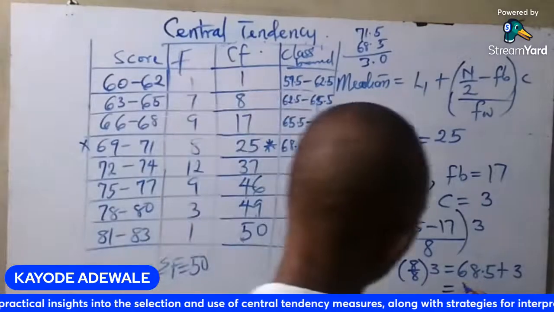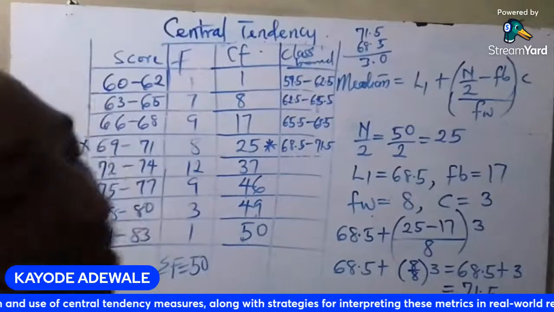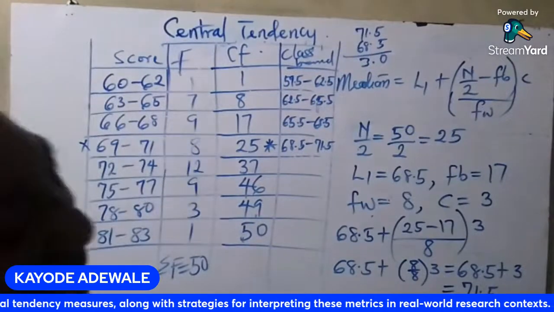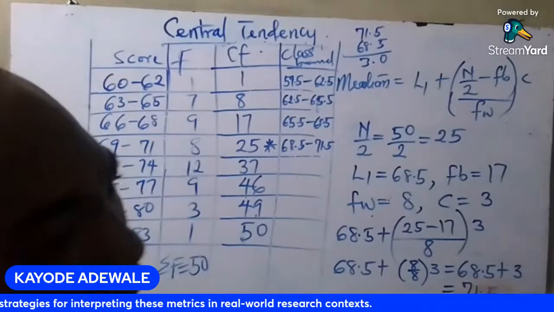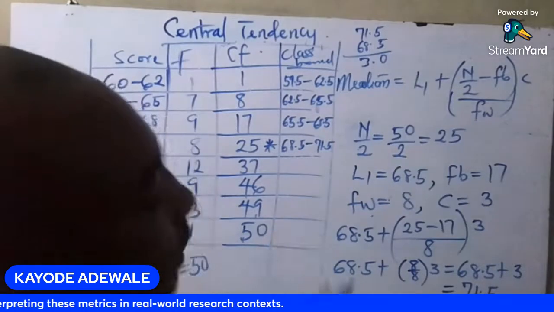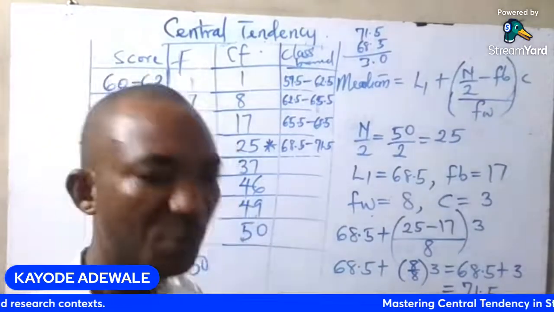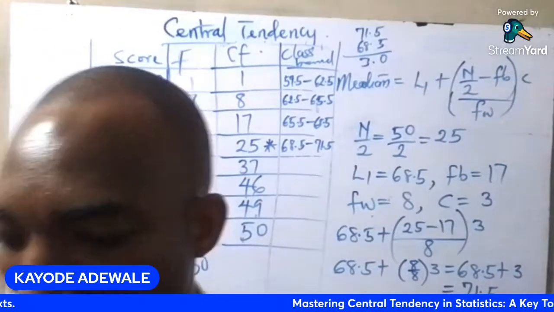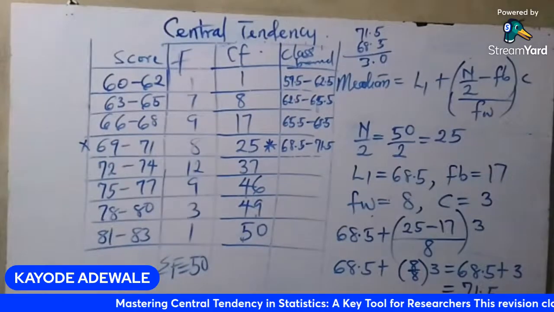And that will give us 71.5. Of course, when you look at it, our mean is 71.02. So that's why they call it central tendency, because the figures of mean, median, and mode must be within the same range. So therefore, without wasting much of our time, we have got the median class.